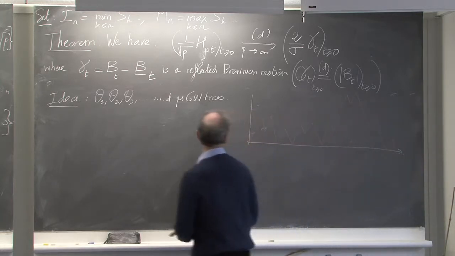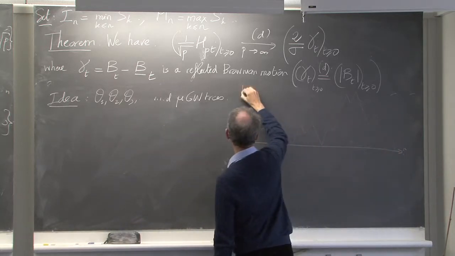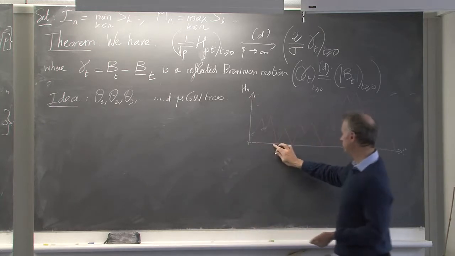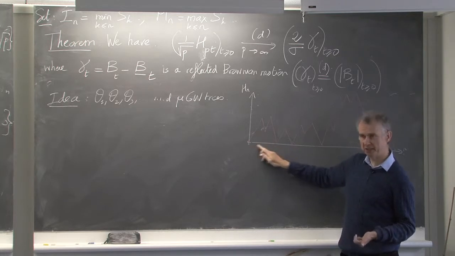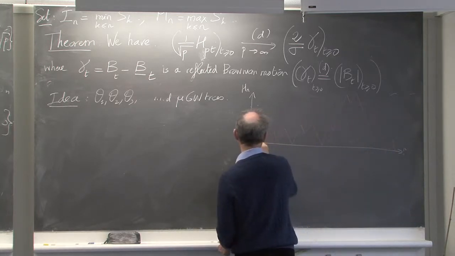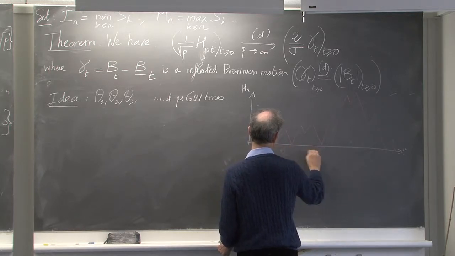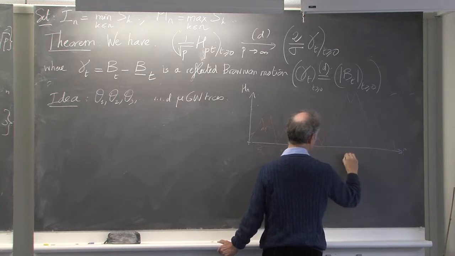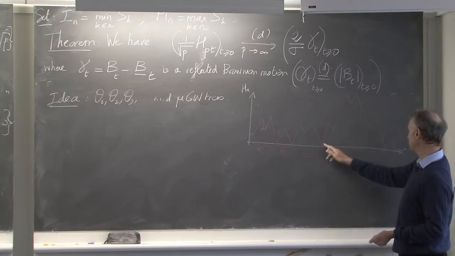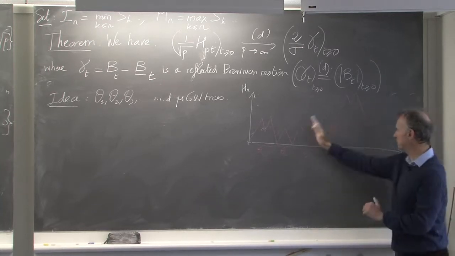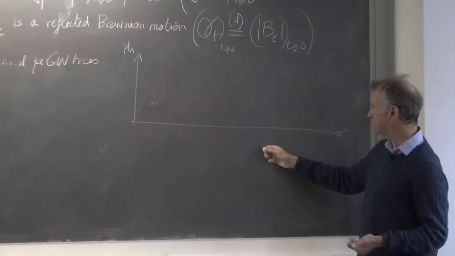Maybe you have something like that. And I told you that each excursion away from 0, by that I mean my process H between two successive zeros, each such excursion corresponds to one tree in the sequence. So if you want, the values of H on such an excursion, if you just shift time properly, will give you the height function of one of the trees in the sequence.